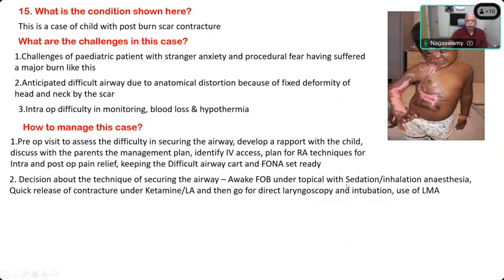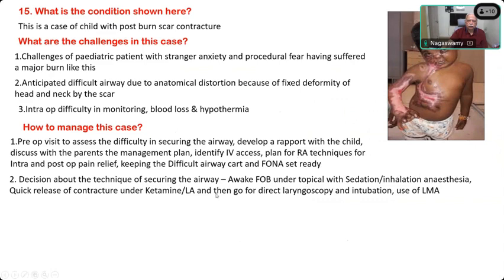FOB under topical, but in this small child, just putting 2% xylocaine and trying the FOB may not have worked out well. So you can go for either IV sedation, then topicalize the airway and do the intubation with the fiber optic, or take up the child with inhalation agent, then topicalize the airway and proceed with intubation.